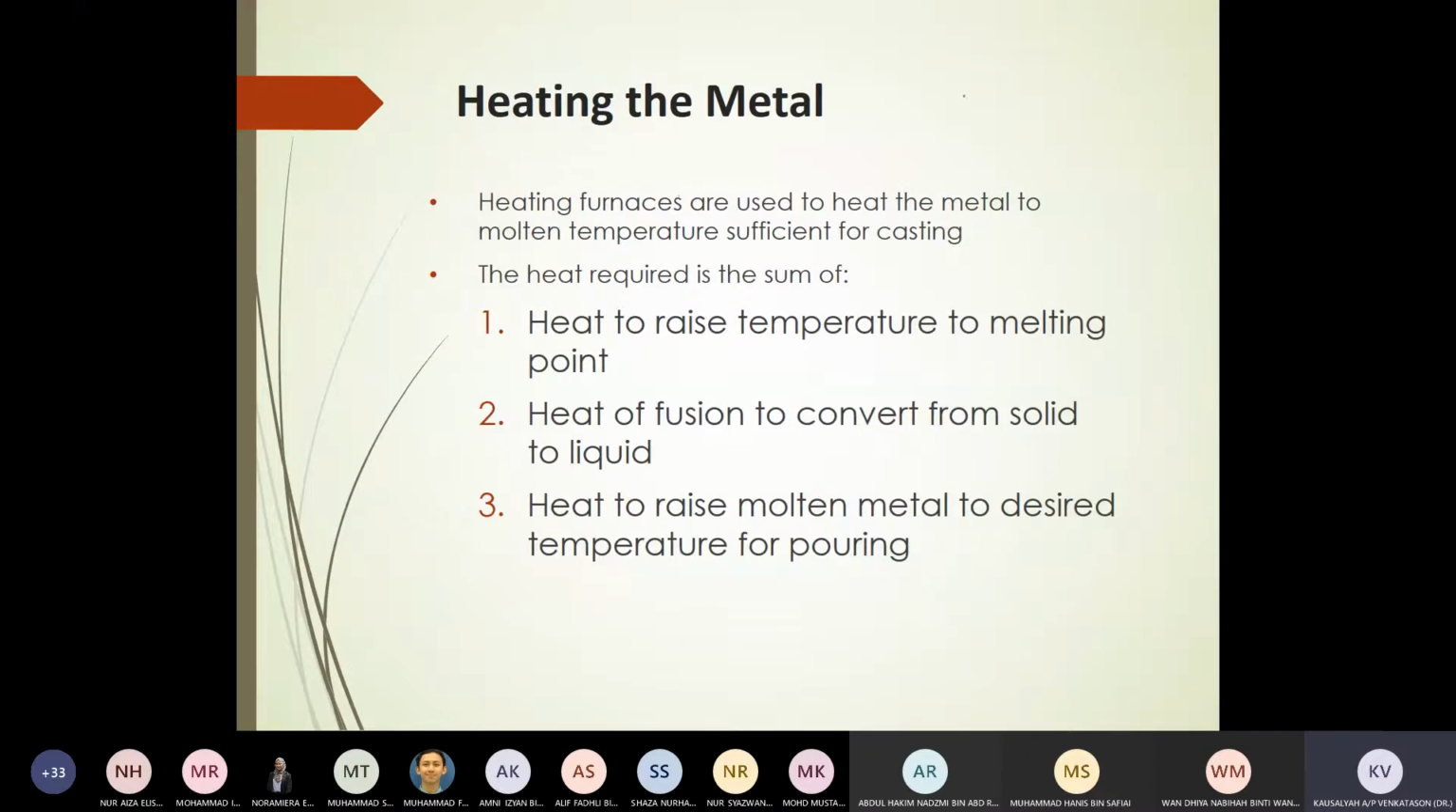Heating the metal. Heating furnaces are used to heat the metal to a molten temperature sufficient for casting. Heat required is the sum of heat to raise the temperature to the melting point. In last week's chapter, we spoke about forging. In forging, we actually raised the temperature to half of Tm, the melting point.